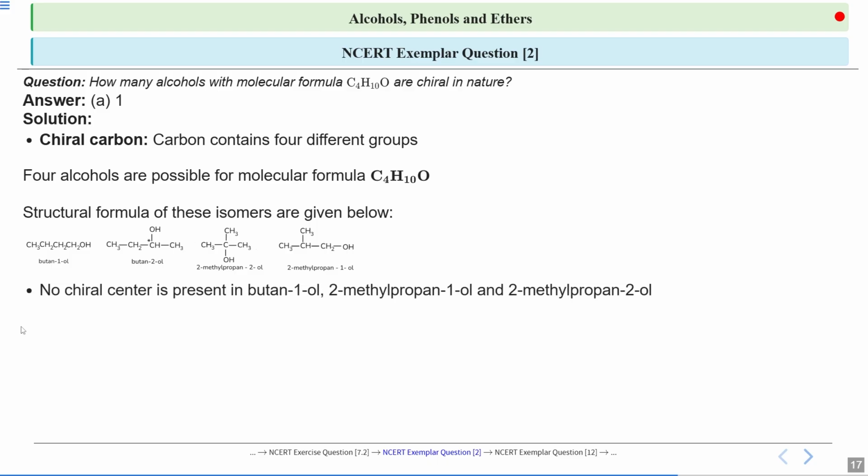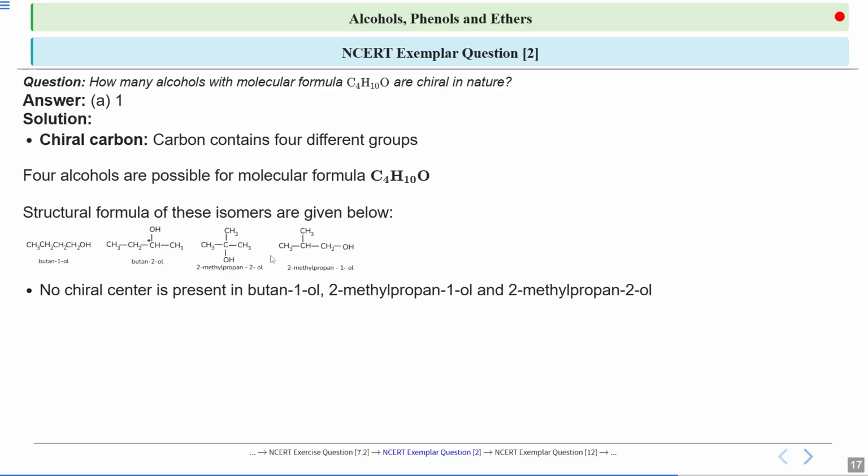So no chiral center is present in butane-1-ol, 2-methylpropan-1-ol and 2-methylpropan-2-ol. So between the first, third and fourth, no chiral center is present in these alcohols. You can see that in butane-1-ol, every carbon is attached to two similar groups, or you can say two similar hydrogen atoms, right?